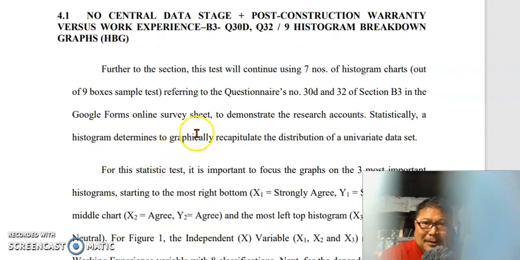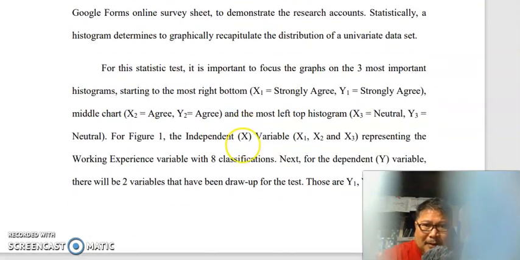Okay, basically the paper works on questionnaire numbers 30 and 32, especially on the construction warranty. This is the construction warranty versus the work experience, as well as versus the central defects data.